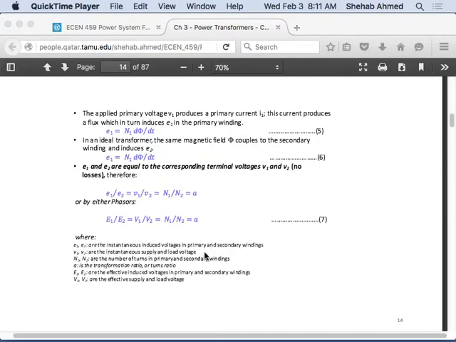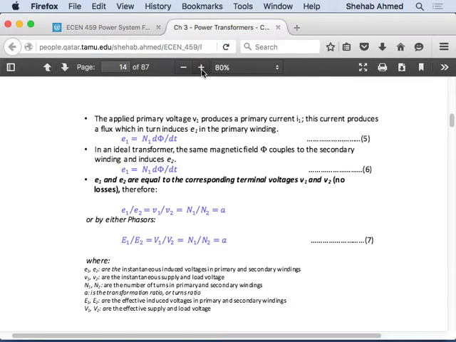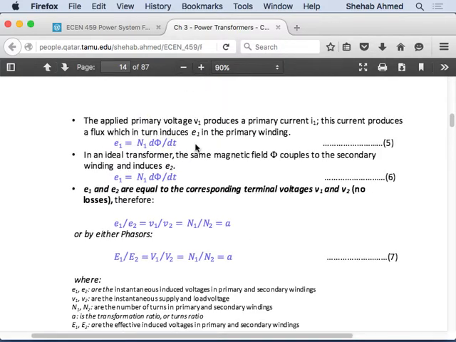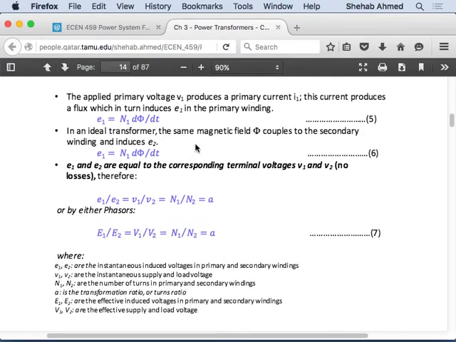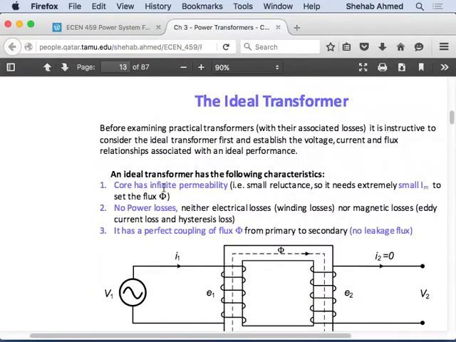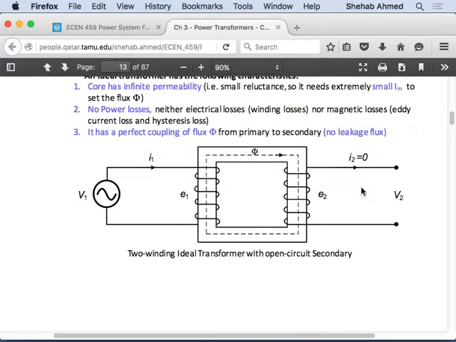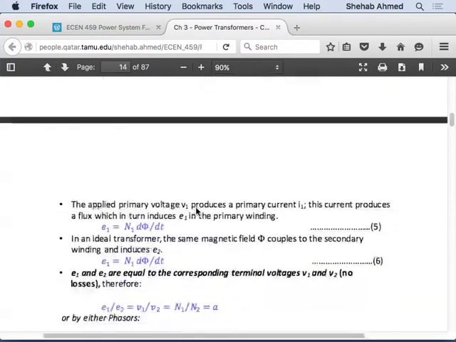So some of these relations that we were just discussing are rewritten here. The other thing that we ignored was that there are no power losses; neither electrical losses in the windings nor magnetic losses are present. Which means that there's no resistance between the voltage source and the voltage that is created across the terminals of this winding that's wrapped around the core, right? So we ignored that for now as well.